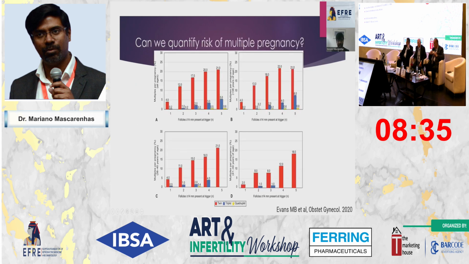Now, the question is, when you tell patients about multiple pregnancies, can you actually quantify the risk? There's a very good article which I frequently use to counsel patients about their risk of multiple pregnancy. Obviously, the risk of multiple pregnancy for someone under 38 is not the same as for someone 41 to 44, because the chance of pregnancy itself is lower. So you can take into account the age and the number of follicles, and counsel them on the chances of having a singleton, twin, triplet, or quadruplet pregnancy.